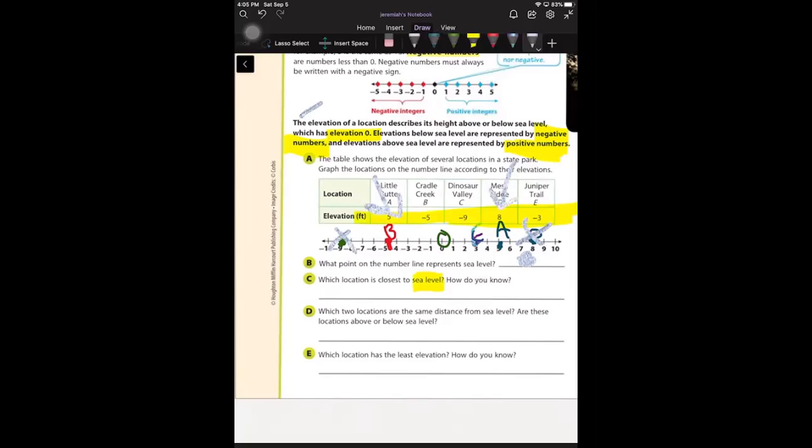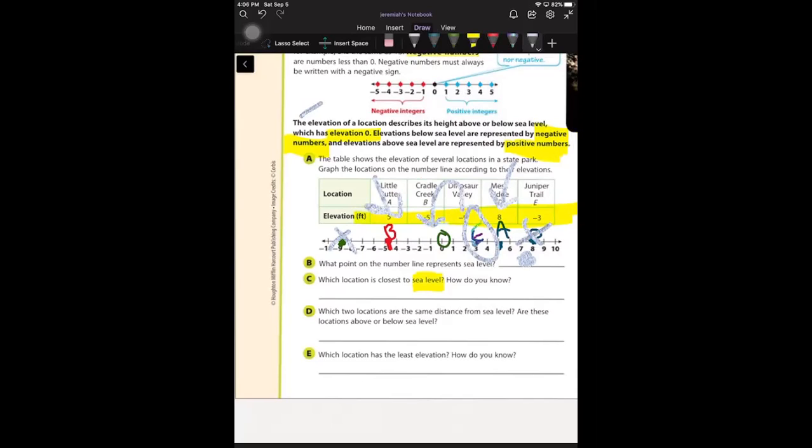+5. Which one will be closer to 0? They're the same distance away. They're 5 units away from 0, both of them. But as you can see, E is in front of 5, meaning E is just 3 units or 3 feet away from 0. So E, which is ultimately 3, is closer to 0, which is sea level, than any other number. So this is closer to this.